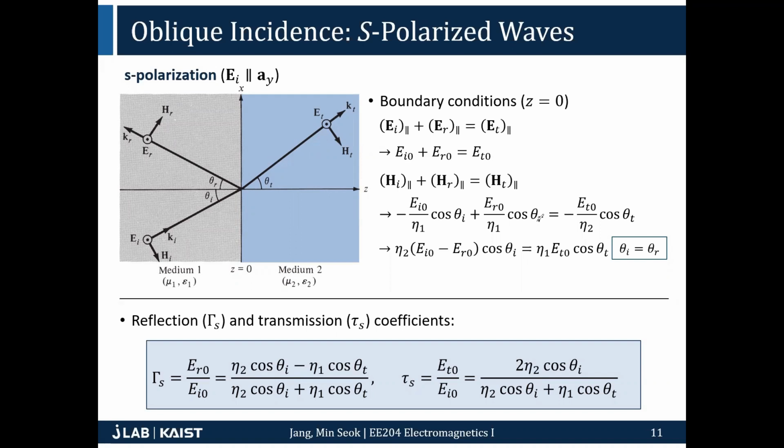So the basic principle is the same, right? We just assume 3 waves: incident wave, reflected wave, and transmitted wave. And although the problem is a little more complicated, what we've done is just applying boundary conditions, right? To determine the ratio between the electric field amplitudes.